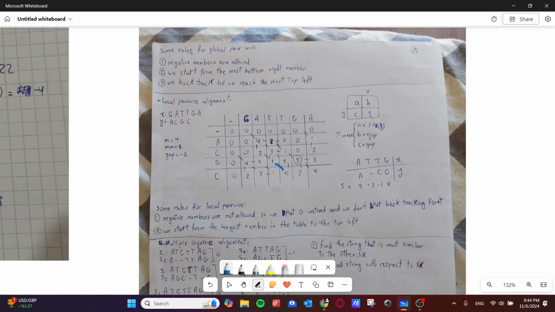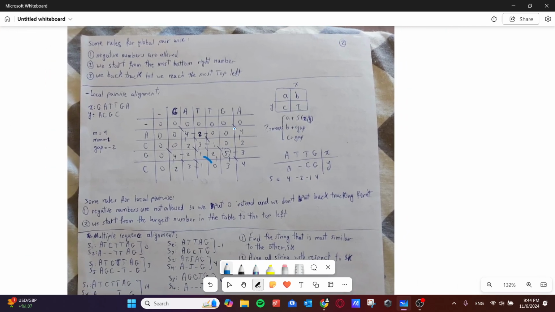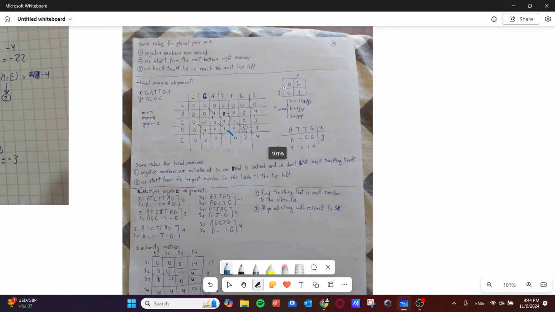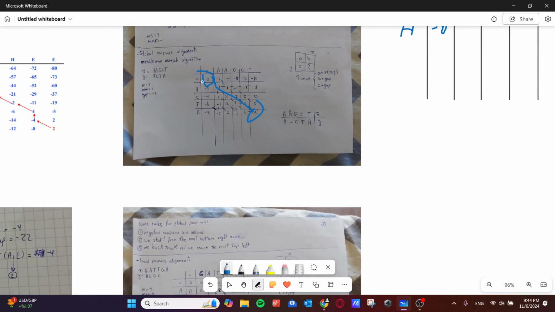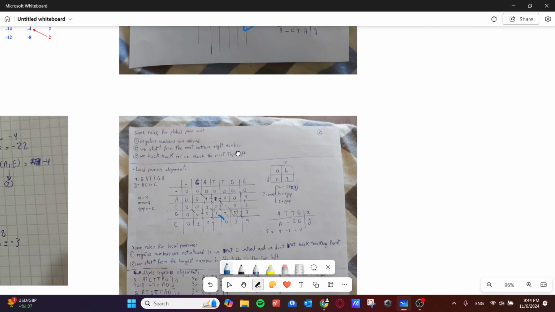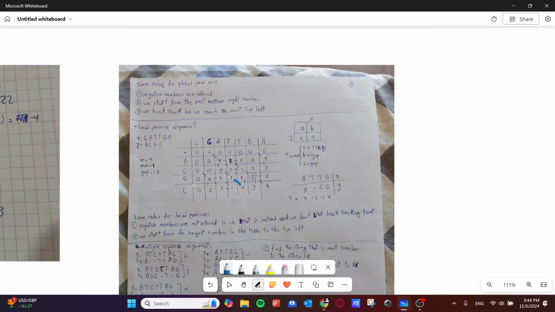Okay. So let's go for the local pairwise alignment. So what is the difference between local pairwise alignment and global pairwise alignment? Let's see the rules here. Negative numbers are not allowed. So in the global, as we saw, the negative numbers are allowed. Okay, but in the local, it's not allowed.